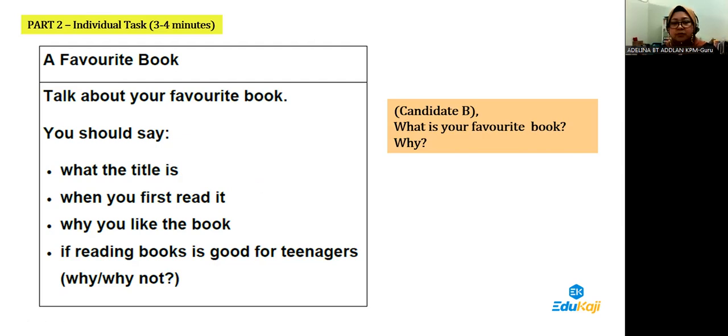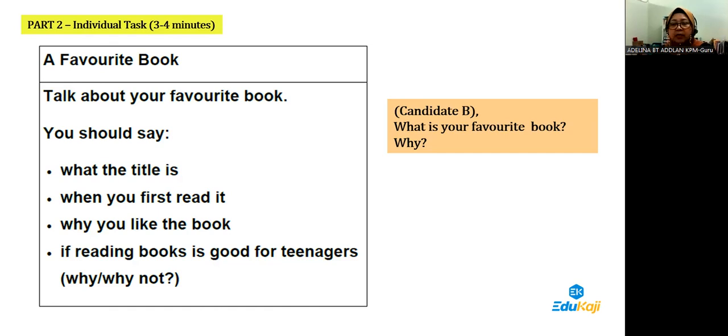Now, is reading books good? If reading books is good for teenagers, then definitely you'll be giving a very positive answer. Yes, definitely reading books is good for teenagers because it gives us knowledge. It gives us information. It helps me to improve my vocabulary. It helps me to improve my sentences. It helps me to write a good essay. Okay, these are very logical answers that you can actually give to the examiner.